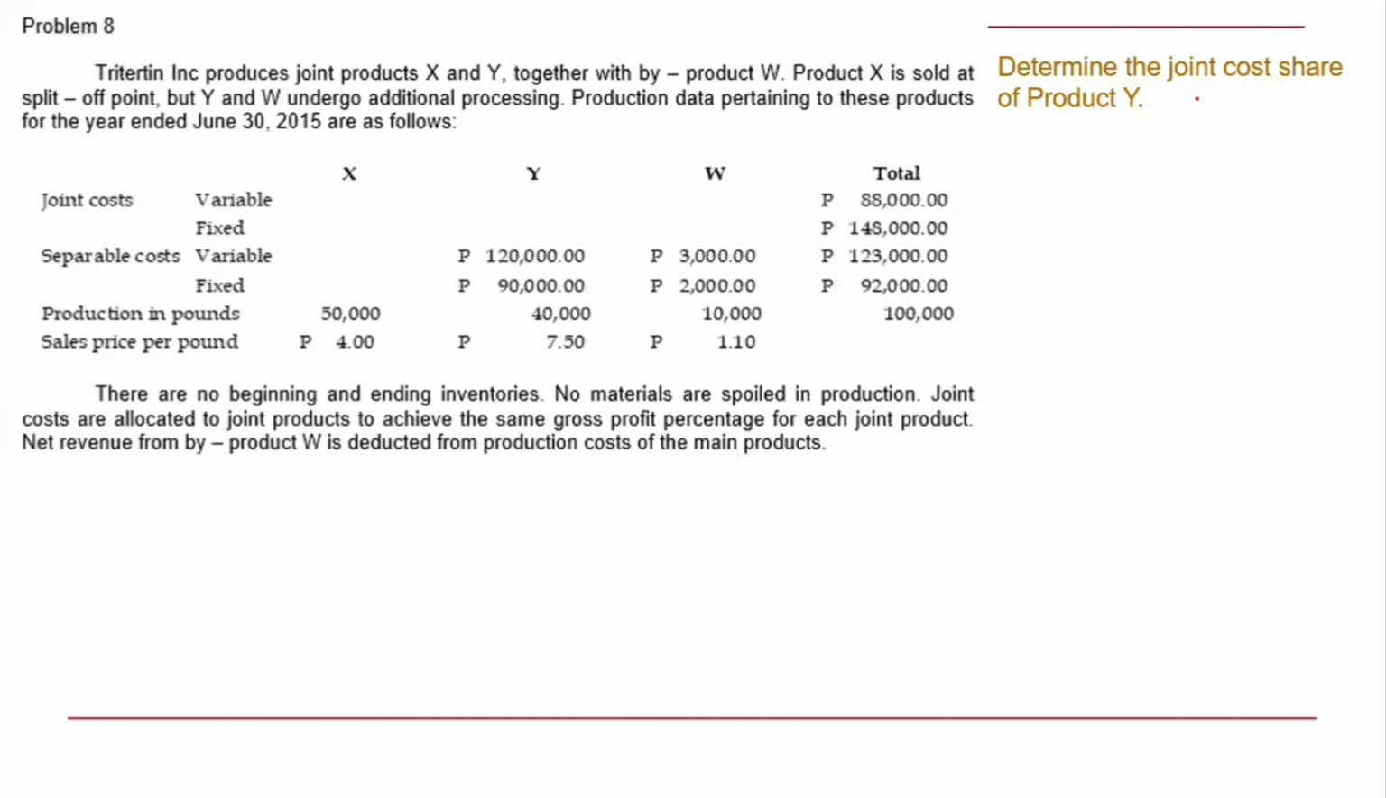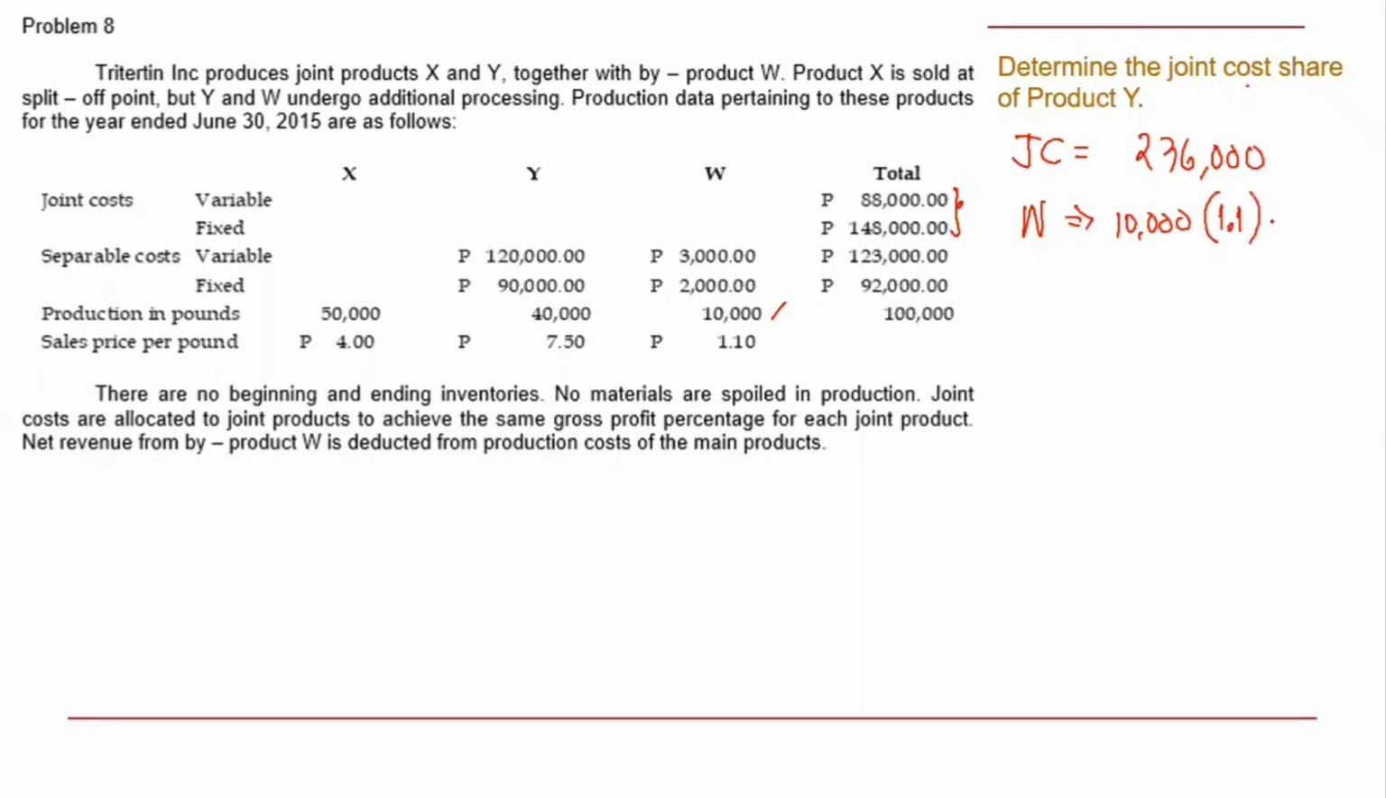So determine muna natin yung joint cost. Determine daw natin yung joint cost share of product Y. So how do we do that? Alamin muna natin, magkano ba yung joint cost na i-allocate natin in the first place? So yung joint cost muna natin would be how much? Di ba initially itong dalawa na to, magkano po ito? 236,000. Pero si product W, anong meron sa kanya? Di ba 10,000 units ang na-produce kay W? Multiply po natin ng 1.1.